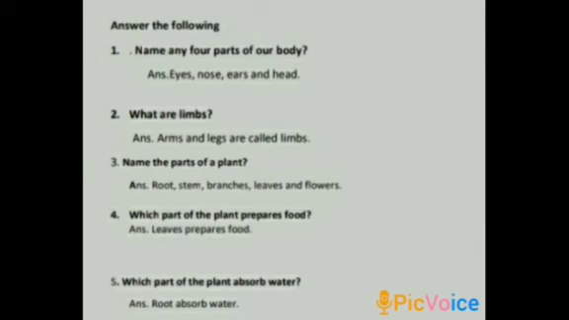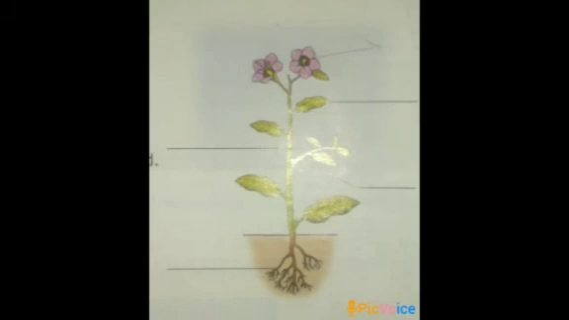Then fourth one, which part of the plant prepares food? Leaves prepare food. Next one, which part of the plant absorbs water? Root absorbs water. Children, learn and write the question answers and see them in a rough note without any mistake. Next one, diagram. Draw and label the parts of a plant. Children, draw the plant very neatly and label these main parts. They are root, stem, branches, leaves and flowers.